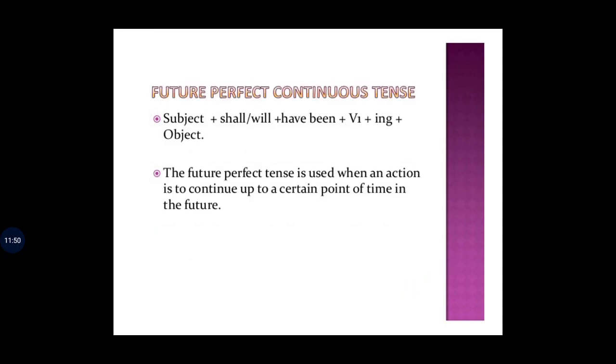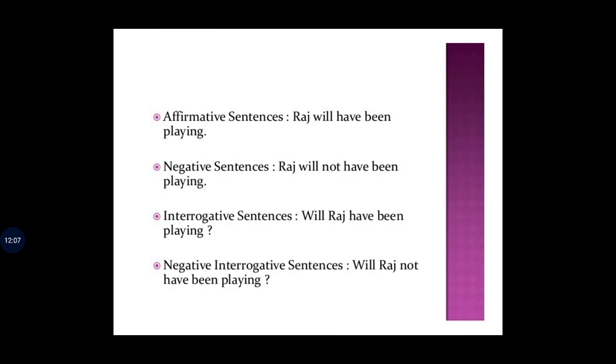Next, future perfect continuous tense. Subject plus shall or will have been plus V1 plus ing plus object. The future perfect continuous tense is used when an action is to continue up to a certain point of time in the future. Let's see the 4 types of sentences in future perfect continuous tense.